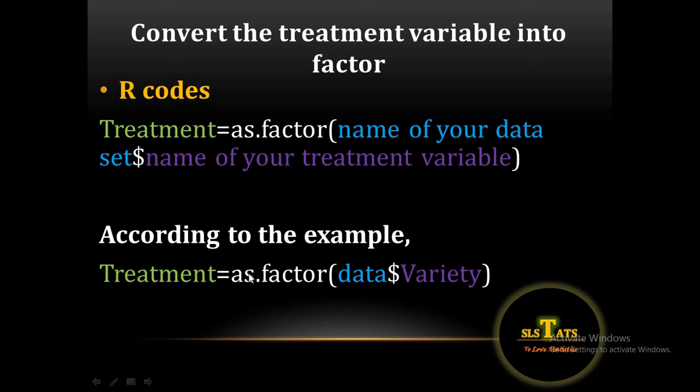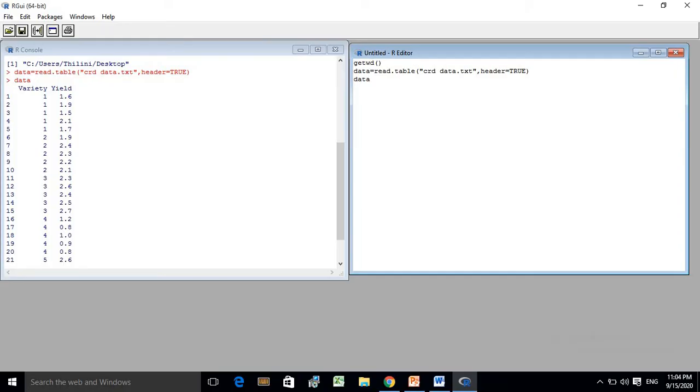According to the example, I will keep the name as treatment, then type equal as.factor, open parenthesis. Now the name of my dataset is data, then type it here, then the dollar sign, and my treatment is variety, type it here and close parenthesis. Open R and type the code here. I have typed the R code to convert the treatment variable into a factor.